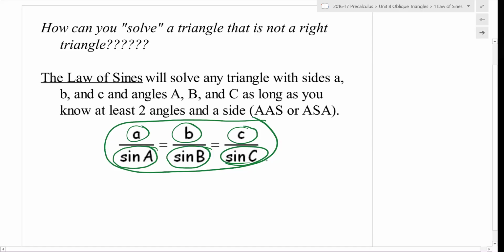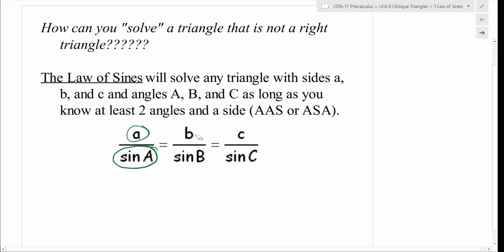If you can create a complete ratio, so for example, if I know the length of side A and angle A, and I know either the length of the side or the measure of the angle B or C, I can use this law of sines to solve the entire triangle and find all three sides and all three angles. So let's take a look at an example.